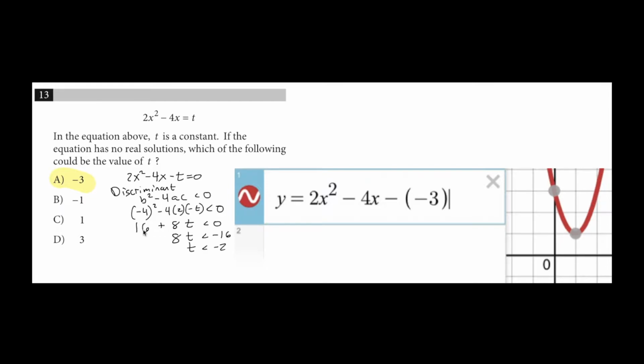Multiply everything out, you get 16 plus 8t is less than 0, or 8t is less than negative 16. You need t to be less than negative 2. And the only number here that's less than negative 2 is this one right here.